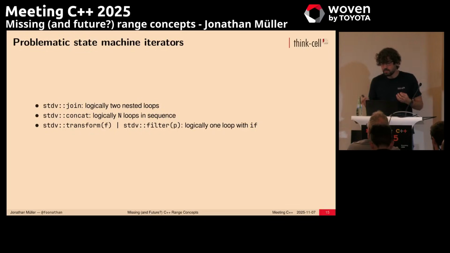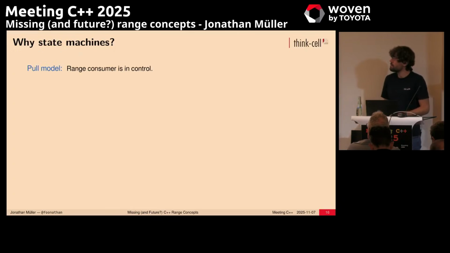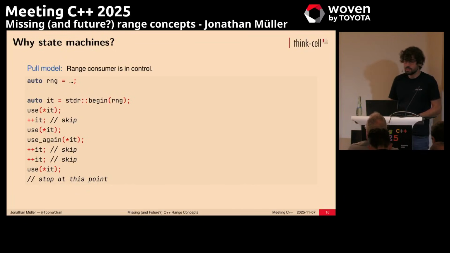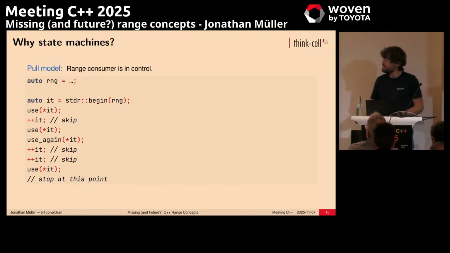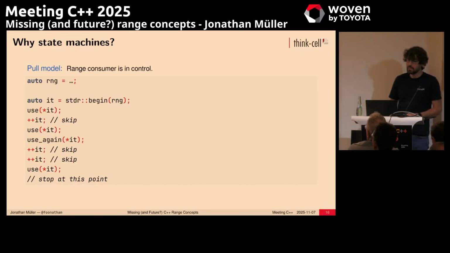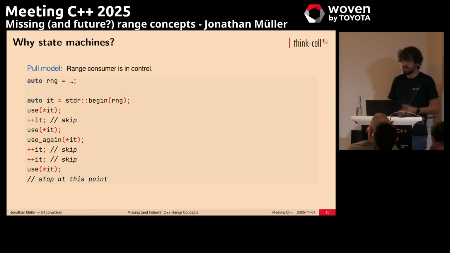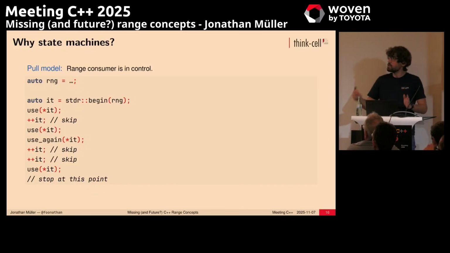Now, why do we need the state machines? We need the state machines because we're using a pull model. The range consumer is in full control. This means that we have a range, we can call begin, then we have some kind of iterator, and we start using it. We want to use the value, skip forward 2, use the value again, and then we're done and we no longer do anything. We're in full control of what we want to do.